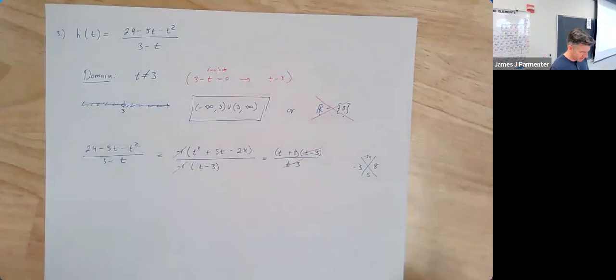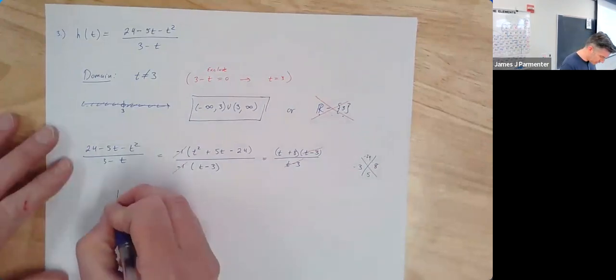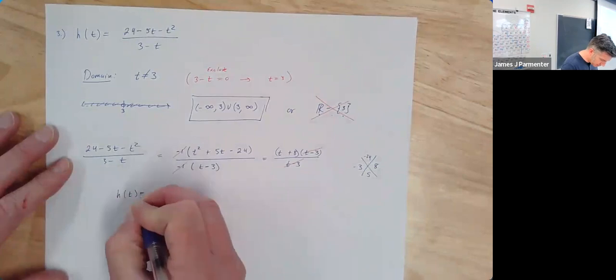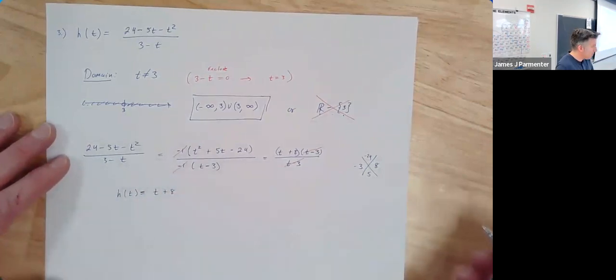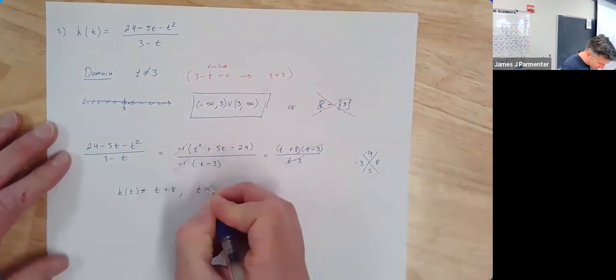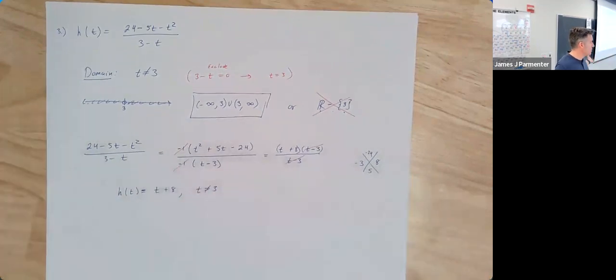So here's what I want to say. This is kind of an important distinction. My function h of t is equal to t plus 8, with the exception that t is not allowed to equal 3, which we already knew because we knew that t equal to 3 was not in the domain. This is an important thing to know. When you simplify a function, cancel some stuff, whatever, that doesn't change the domain. Whatever the domain was at the very beginning, even if you've done some algebra, that doesn't change the fact that your domain is still what it was.